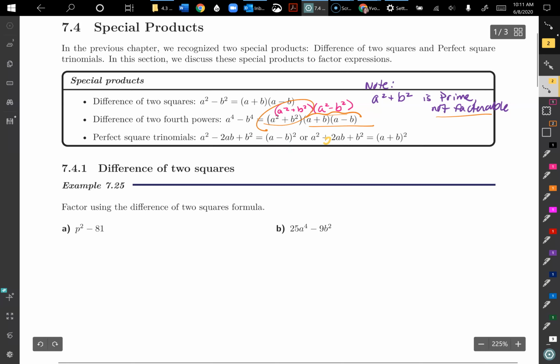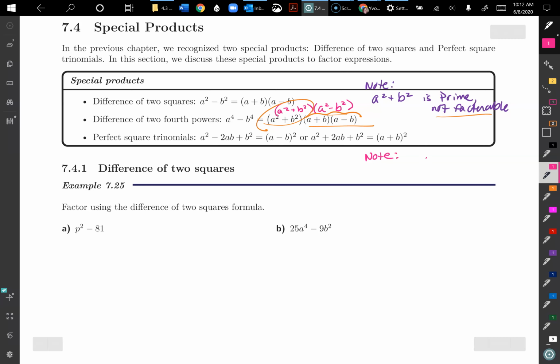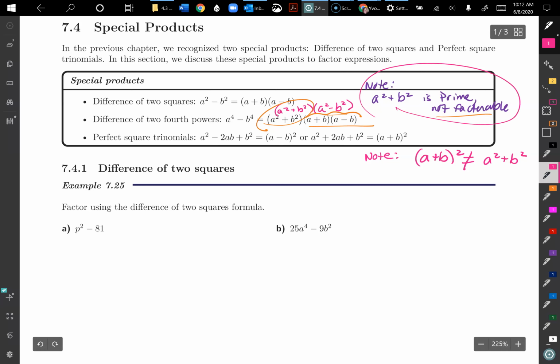Same thing if we have a plus here, then we're going to have a plus in the middle. A squared plus 2ab plus b squared equals a plus b times a plus b, or a plus b all squared. And one thing to really note here, again, and we looked at this in chapter 6, is that a plus b all squared is not equal to a squared plus b squared. Okay, as we just noted here, that's not even factorable, so we wouldn't go that direction at all.